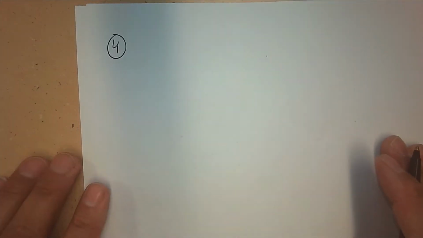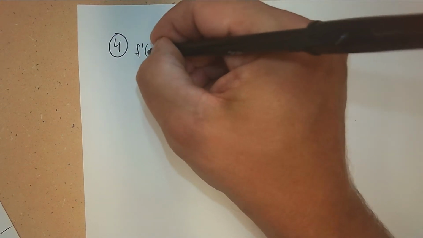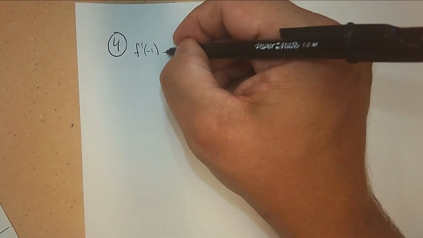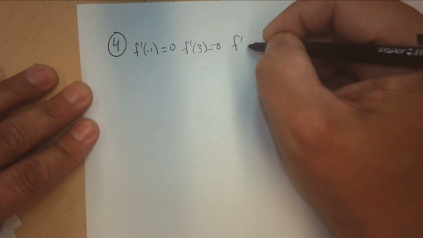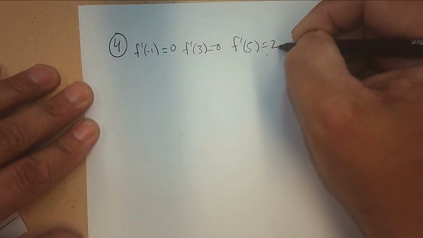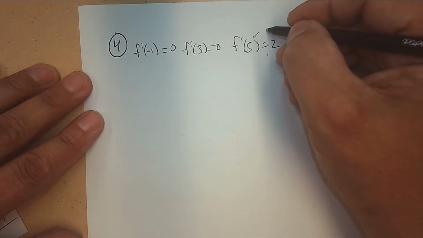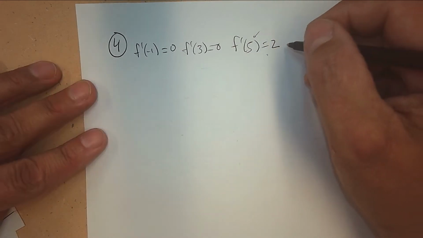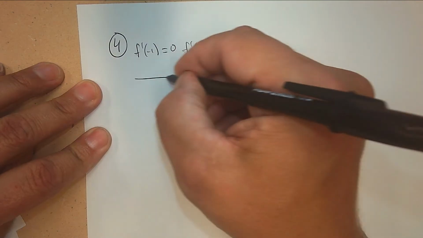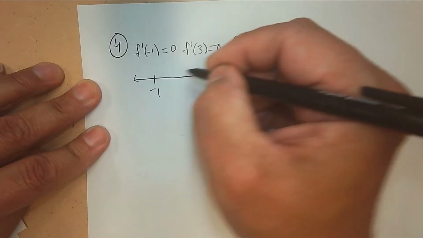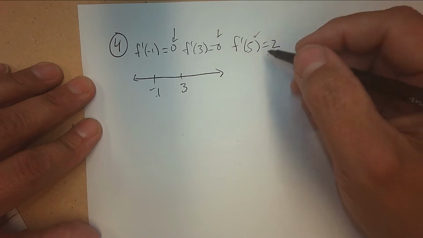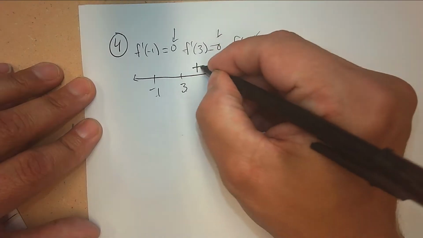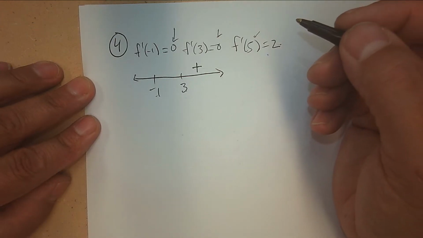So when I look at number 4, you have the first derivative at negative 1 equals 0. The first derivative at 3 equals 0. The first derivative at 5 equals 2. That's just telling me at 5 it is increasing, not a critical number. And so those are the only ones. So when I do a number line, -1 and 3, because it's equal to 0, those are critical numbers. So 5 is a positive number, so I know past 3 it is increasing.